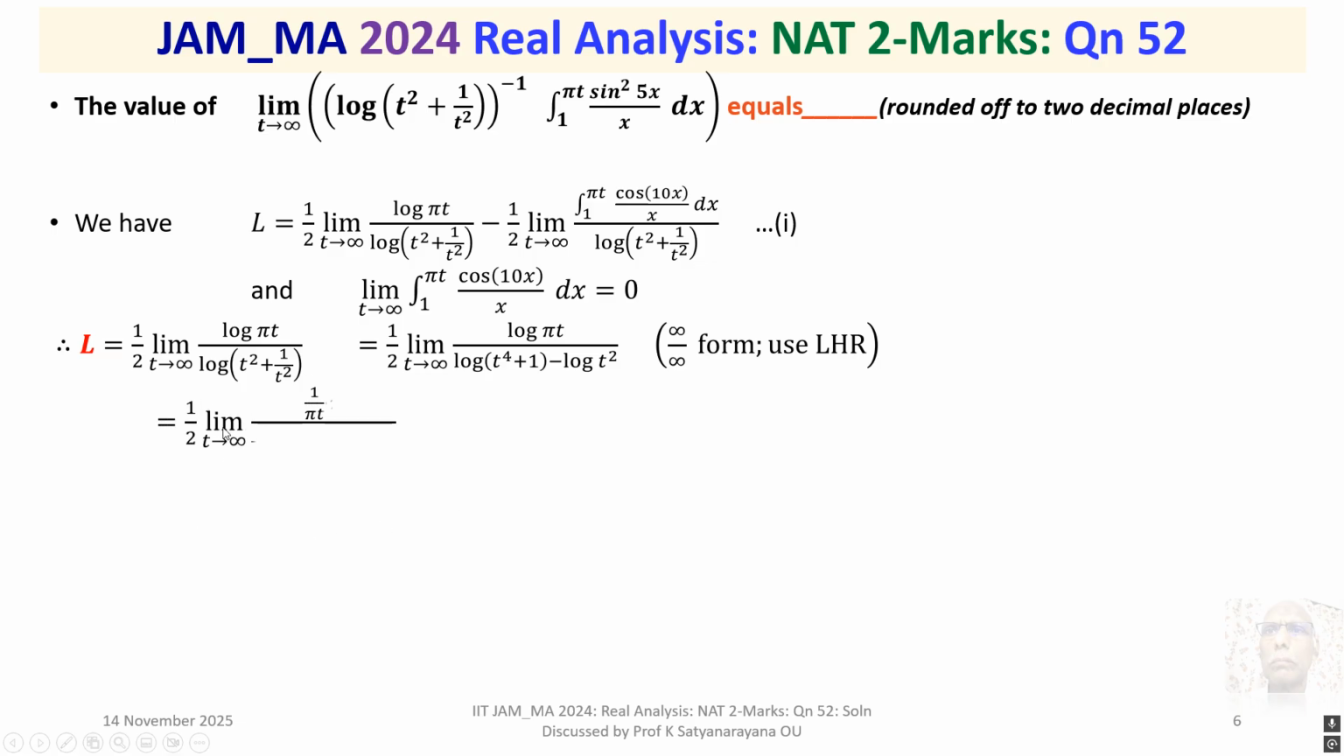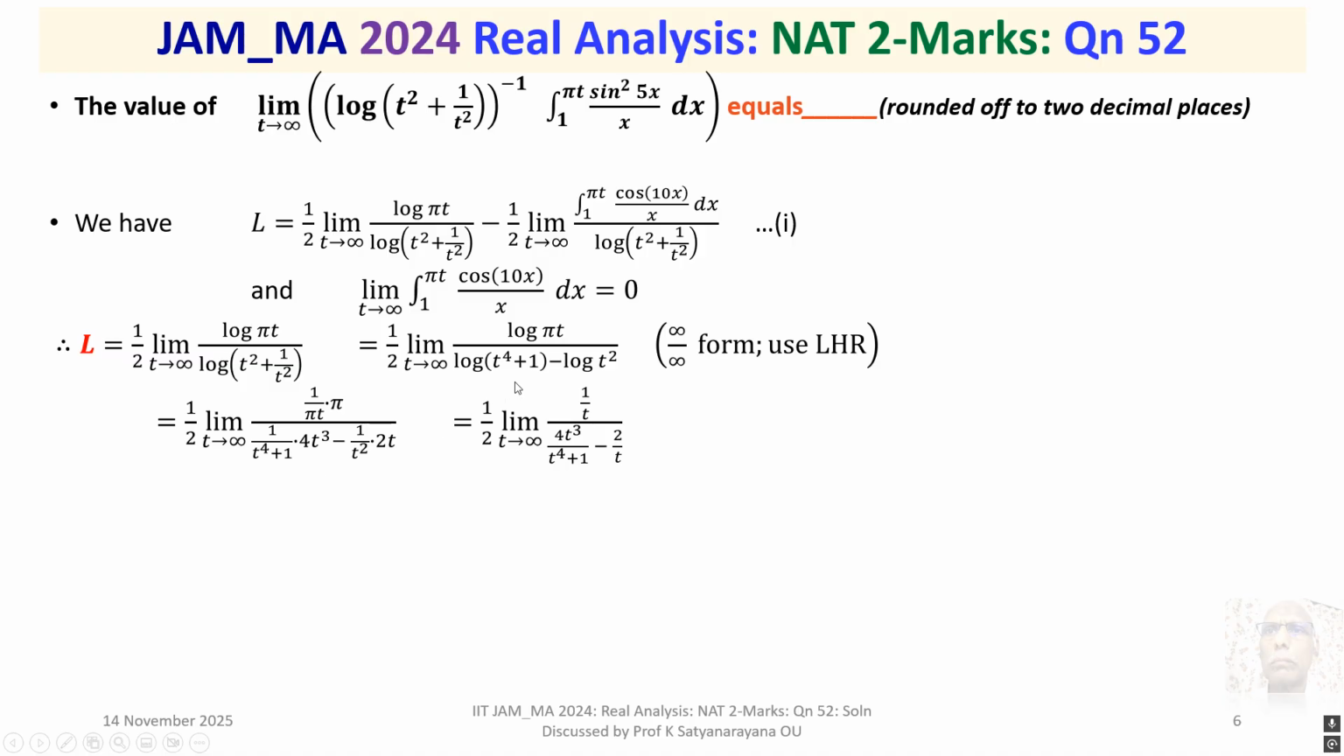That is 1 by 2, limit t tends to infinity. The derivative of log pi t is 1 by pi t, and the derivative of pi t with respect to t is pi. So pi by pi t by log of t to the power of 4 plus 1, 1 by t to the power of 4 plus 1.